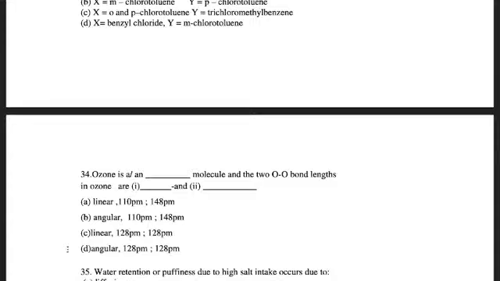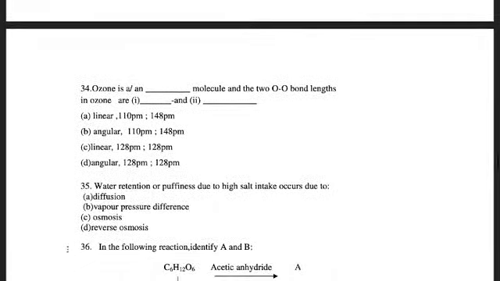128 pm, 128 pm. Question number 35. Water retention or puffiness due to high salt intake occurs due to: A. Diffusion, B. Vapor pressure difference, C. Osmosis, D. Reverse osmosis. Correct. The answer is option C.